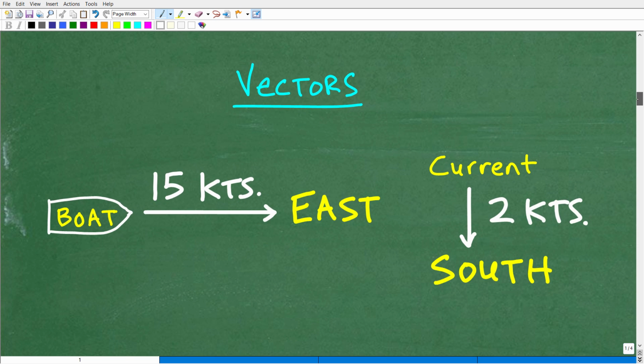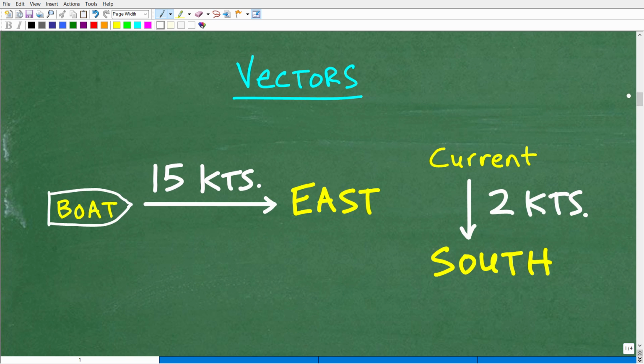The first is vectors. Now, vectors is a huge topic in math, trigonometry, and particularly science like physics. Vectors are everywhere. And if you never heard of a vector, it's a pretty simple concept. Basically, vectors are ways to represent things with speed and direction. So, for example, this boat here, we can represent it with a vector, which is effectively like an arrow. The length of the arrow represents the speed.